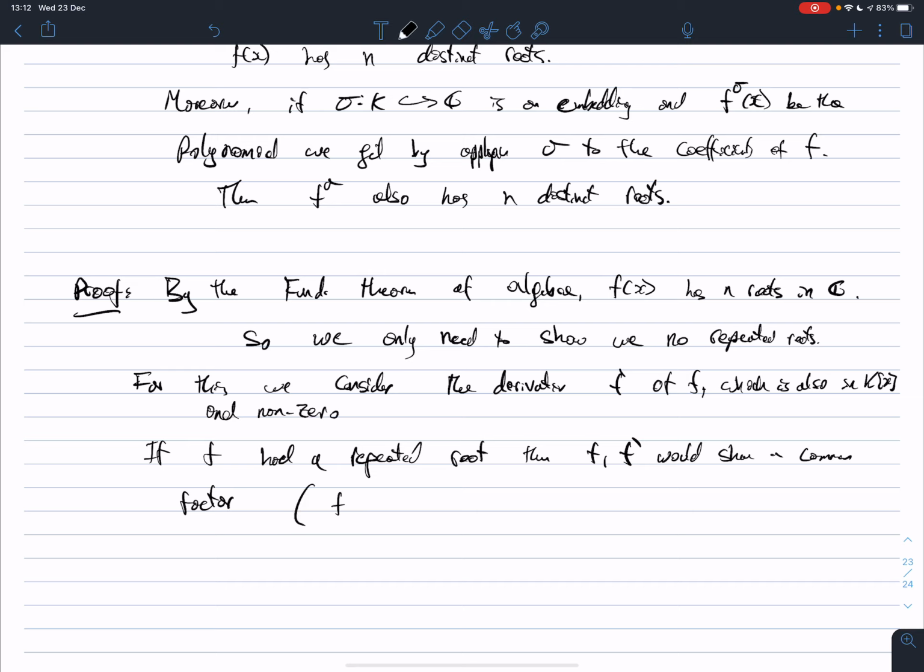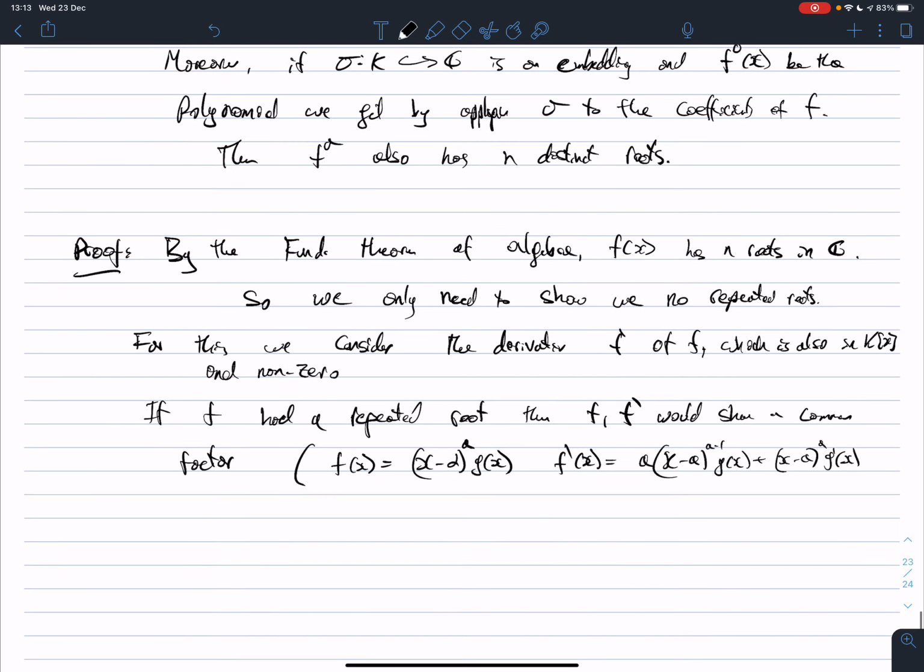Think of this as, if f of x has a root, say alpha, I write this as x minus alpha to some power a, assuming it's repeated, and then some other polynomial g of x. If you consider what the derivative looks like, f prime of x is a(x minus alpha)^(a minus 1) g of x plus (x minus alpha)^a g prime of x. I put a's when I should have put alphas.